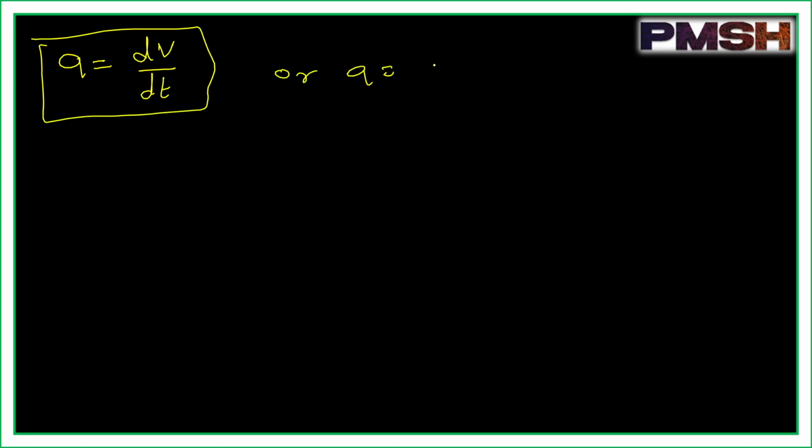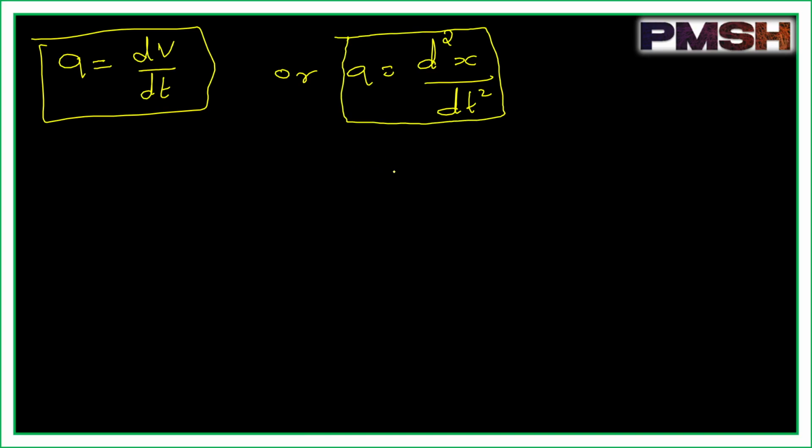Acceleration is equal to d square x by dt square. This is also a formula to find acceleration. Okay. Now I will tell you what the first equation means. The first equation means that acceleration is the slope. Differentiation means we are finding the slope, right? So it is the slope of the velocity time graph.